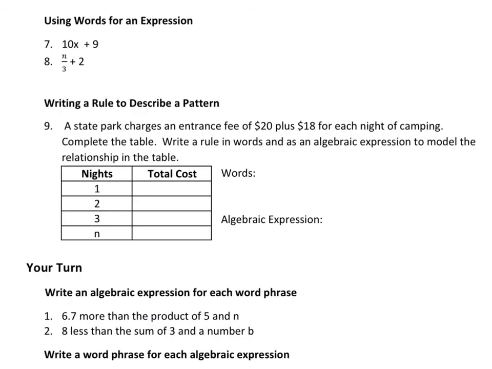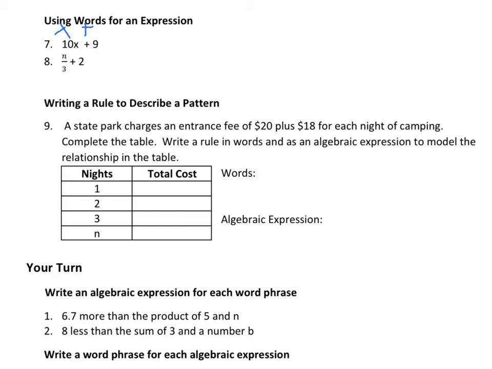Using words for an expression. Now we're going to take the expression and write words for it. So the first thing that we're going to do is identify the operations. 10x plus 9. So 10x is multiplication. And we have addition because you see the plus 9. So we have two operations here.